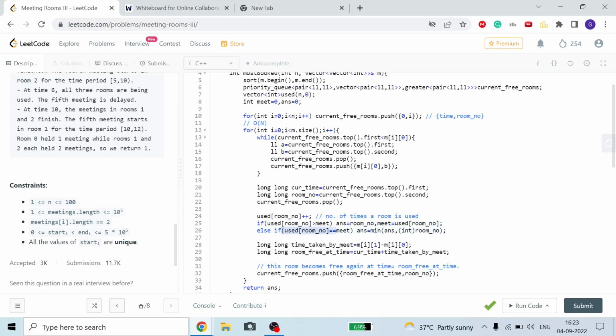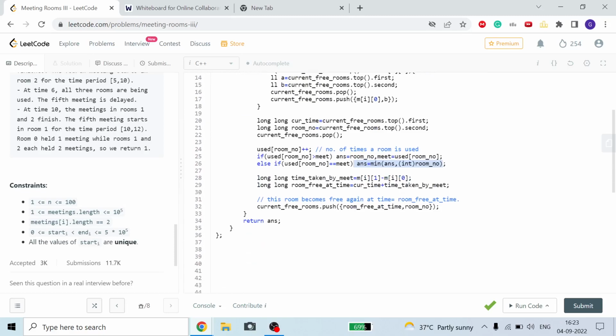And if they are both equal, meaning one also has two meetings but after some calculation zero also has two meetings, then the answer will be the minimum of answer and room number. I take long long everywhere. So the minimum room number will be in our answer.